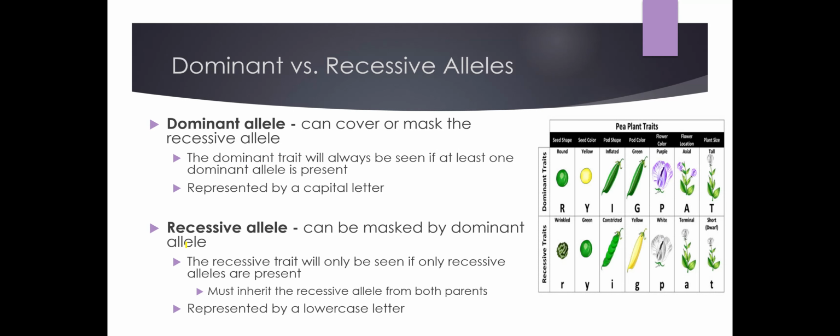And so the only way that you can see the recessive trait is if you get the recessive allele from both parents, okay? So for the dominant trait, you only need 1 dominant allele. In order to see the recessive trait, you must have 2 recessive alleles, only recessive alleles, because anytime there's a dominant one present, it's going to mask over the recessive. And so we represent dominant with a capital letter, and we represent the recessive allele with a lowercase letter.